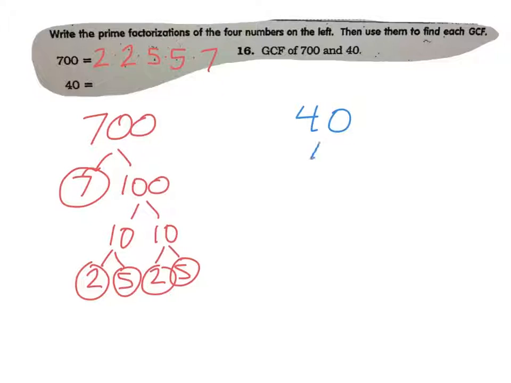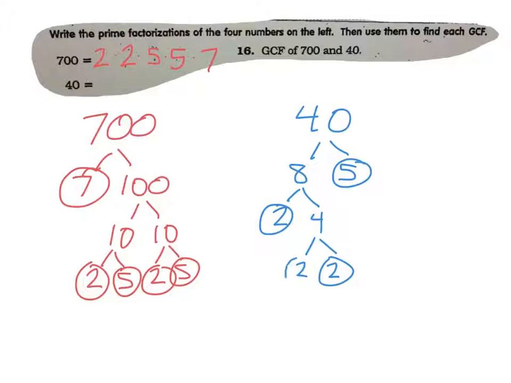Over here I got 40. First thing that comes to mind is 8 and 5, but you can make your factor tree differently. As long as you end up with the same numbers at the end, it's okay if you got there in a different way. So what I have is 2 times 2 times 2 times 5. So I start with my prime factorization.